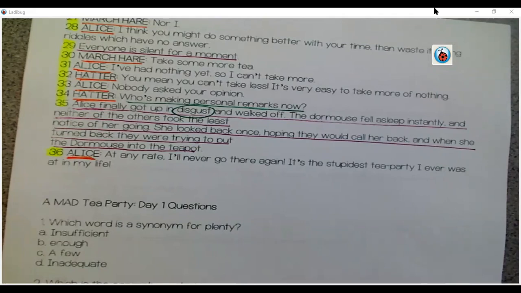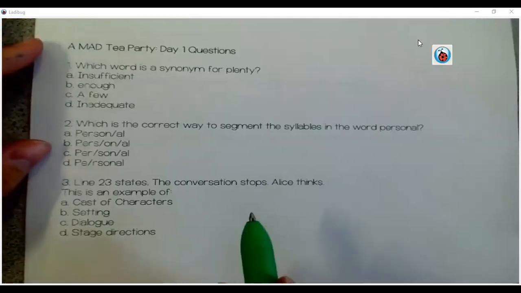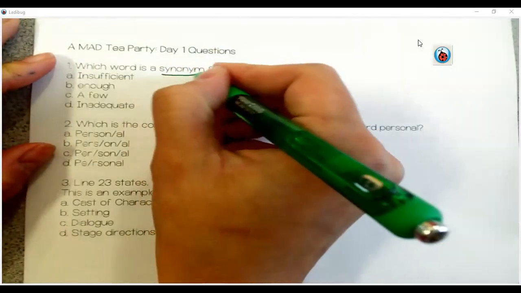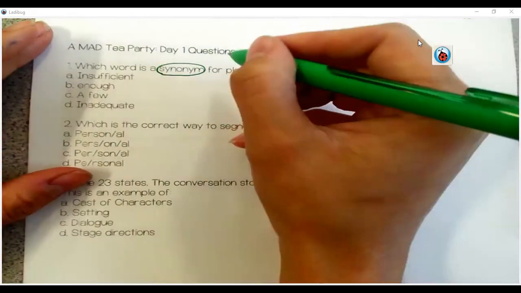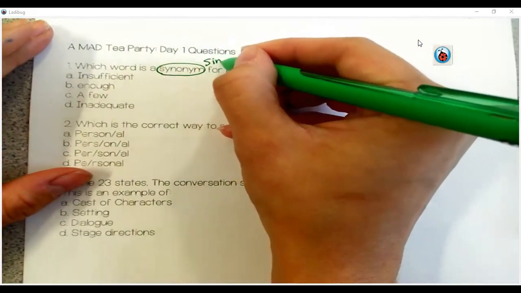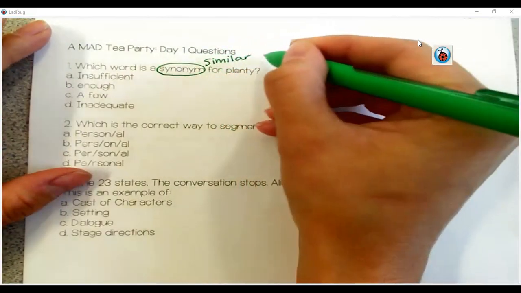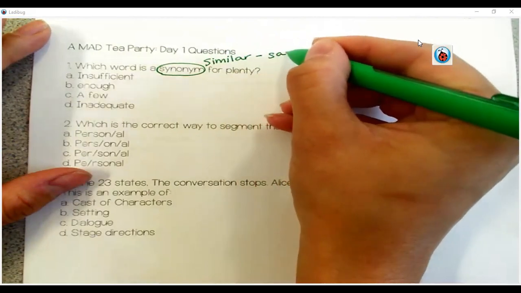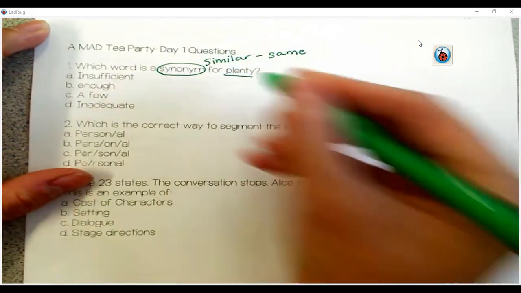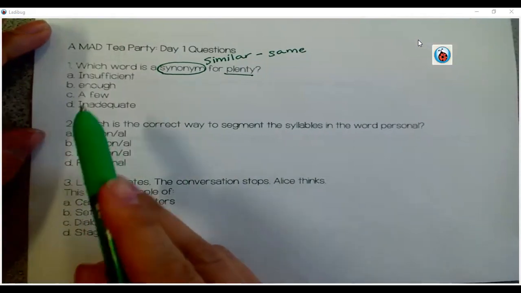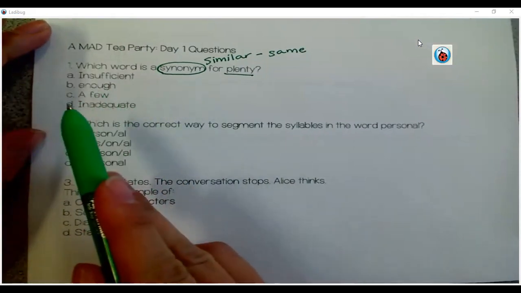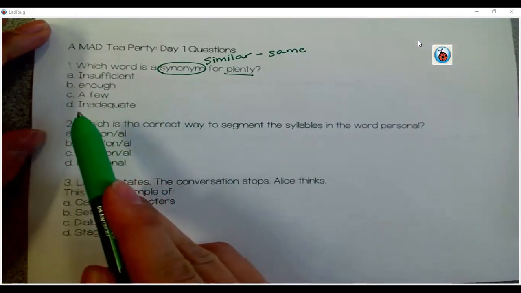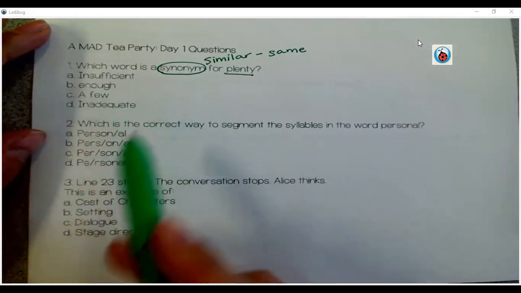All right, let's get ready to answer some questions. Question 1 says, which word is a synonym for plenty? Remember, synonym sounds like similar. It means a similar or almost the same meaning. So we're talking about the word plenty. A says insufficient, B says enough, C says a few, D says inadequate.